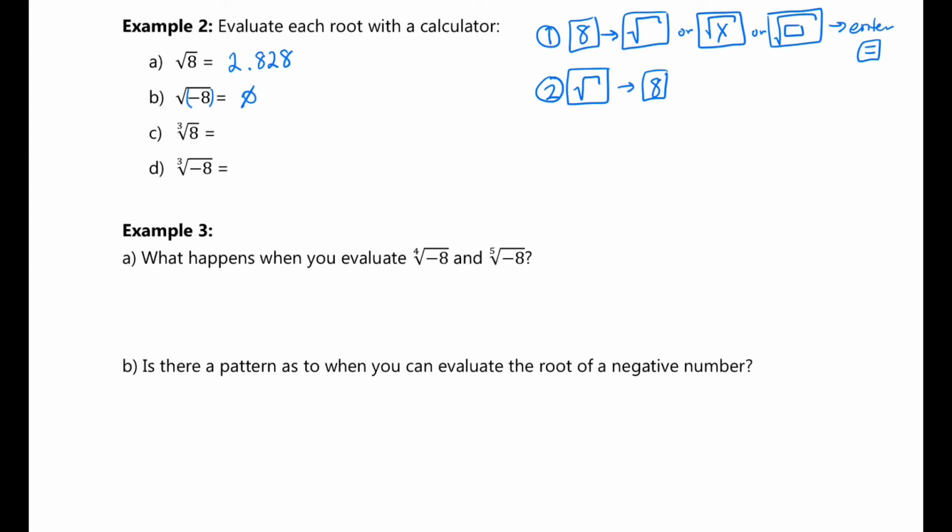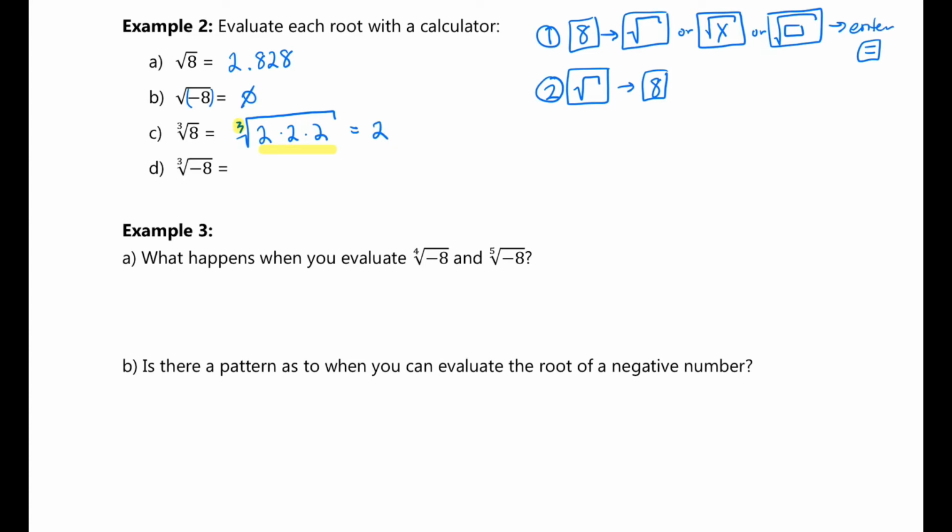When you plug it in, you might have to look for a different button, but honestly, that's okay. We're not going to use that as often, so let's just do it by hand. We know 8 is a perfect cube, so we can say that's 2 times 2 times 2, and the index is 3 here, so there's 3 of a kind, so we're taking 1 out. So the answer is 2.